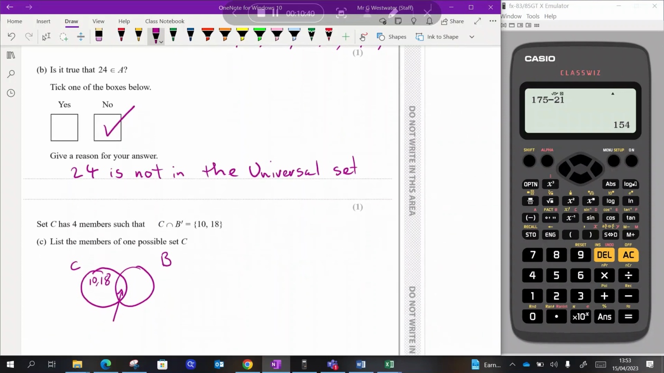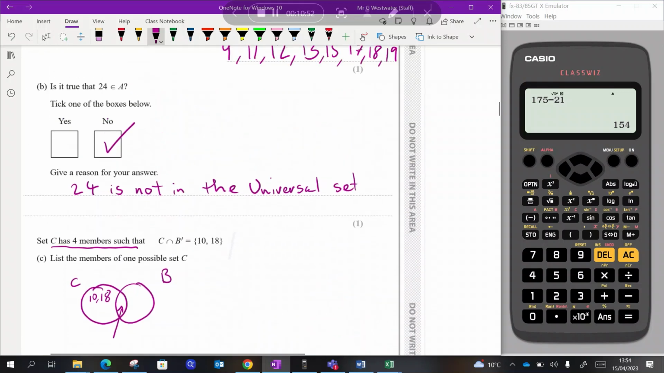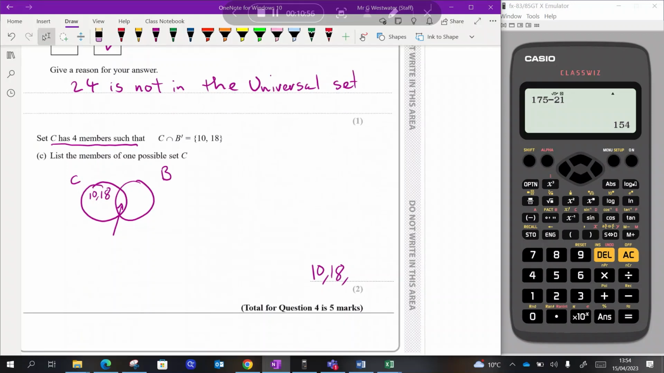List the members of one possible set C. So as long as you've got 4 members, and a lot of people didn't put 4 members in here, but I'm going to list 10 and 18. They don't need to be in any sort of order. And then any 2 things from B, so I'm just going to go with the first 2, 9 and 11. Okay, that is a set C where we've got 9 and 11 in the middle, and the rest of B can be over here. Okay?